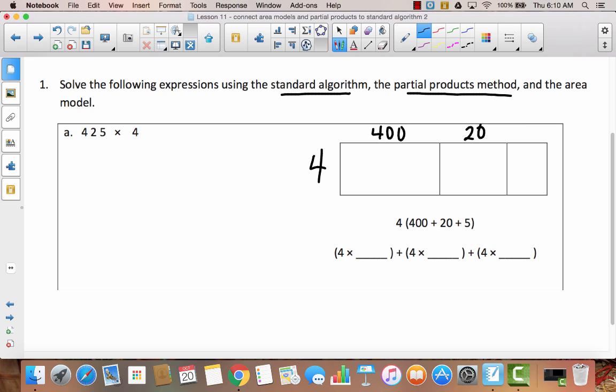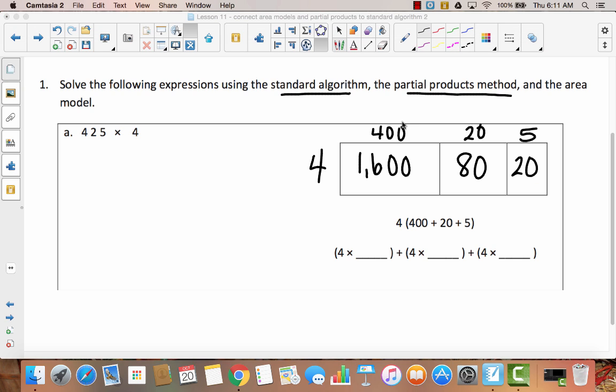20, and 5. So what is 4 hundreds times 4? Well, that would be 16 hundreds. 2 tens times 4 would be 8 tens. And 5 ones times 4 is 20 ones.